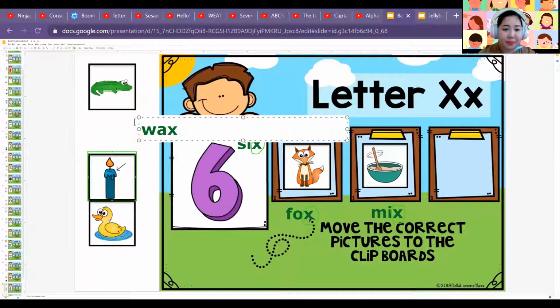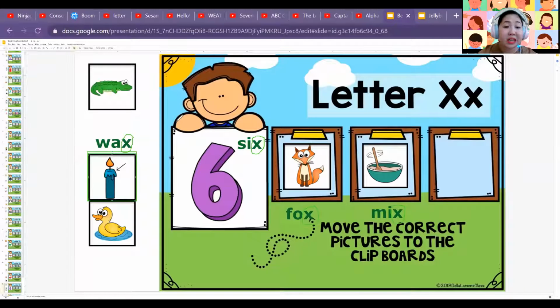Wax. There you go. The x sound is in the end of the word, just like in our number six, in the fox, in the mix, and also in the wax. The x sound is in the end.